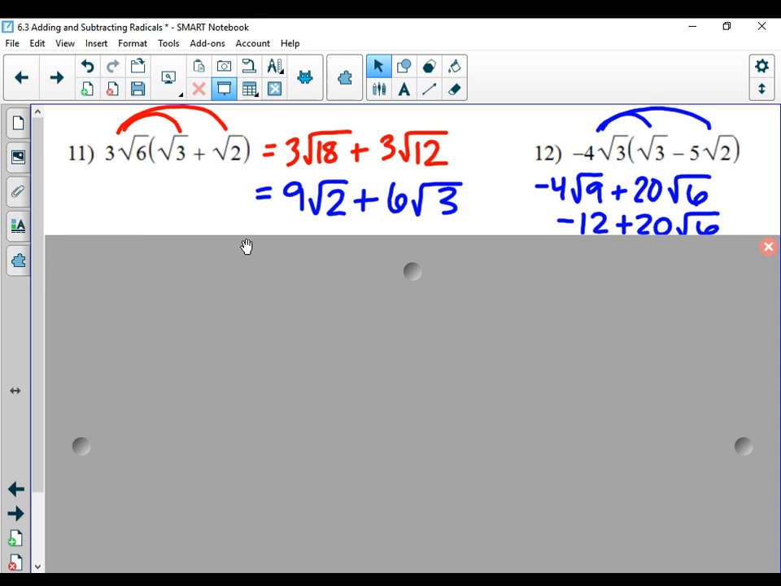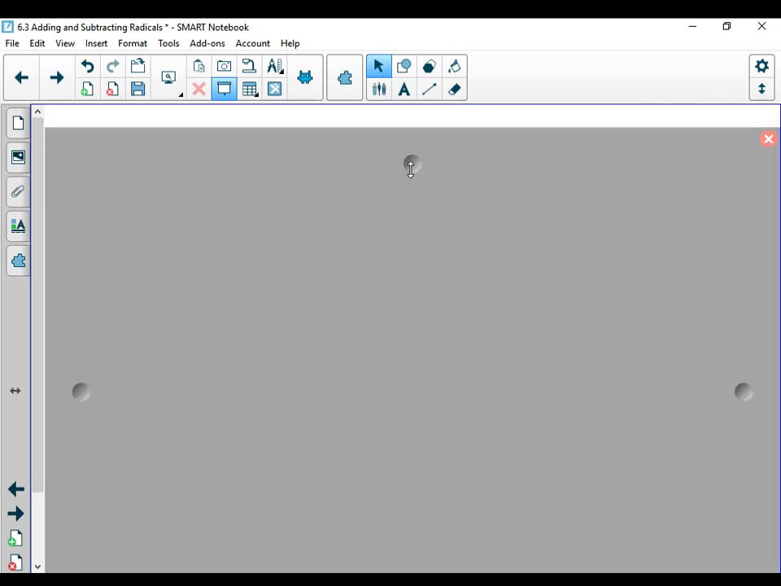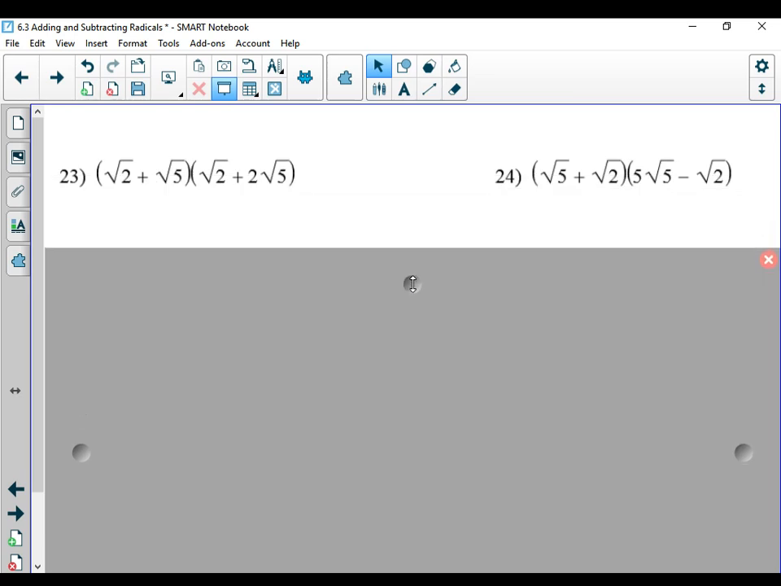So if I'm having you do a binomial and a monomial, I'm also going to have you do a binomial times a binomial. In other words, you're going to either double distribute or FOIL, whatever you call it. Okay? So go ahead and try both 23 and 24.